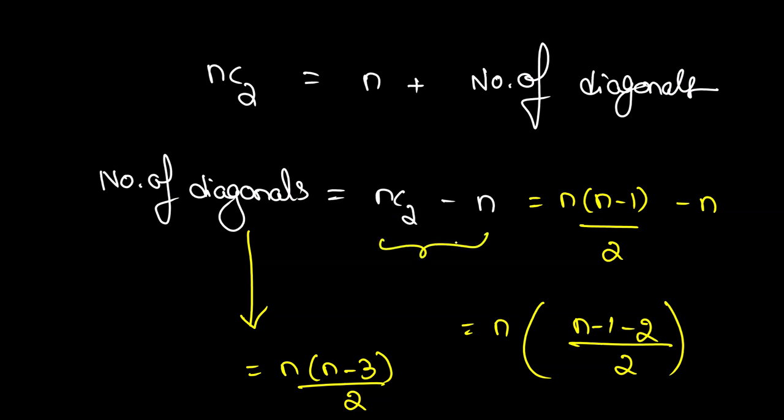Out of straight lines, we are removing the sides. Total straight lines we are calculating. You remove the sides. And in this question, total number of straight lines is 10C2. Remove sides 10. 10C2 is 45 minus 10 is 35. Or you can write the formula 10 into 10 minus 3 divided by 2. 10 into 7, 70 divided by 2, 35.